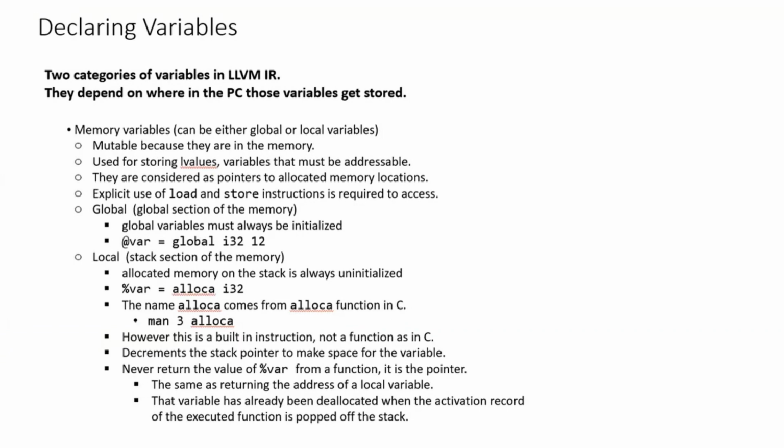And then for local variables, we must remember that a common feature of CPU architectures is that allocated memory on the stack is always uninitialized. So you would use alloca instruction to allocate a variable on the stack. The name alloca comes from the alloca function in C, which performs a similar task. However, this is a built-in instruction.